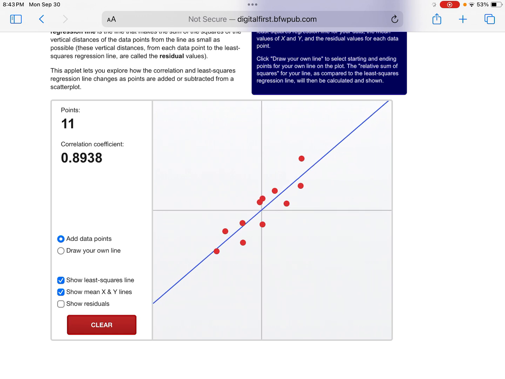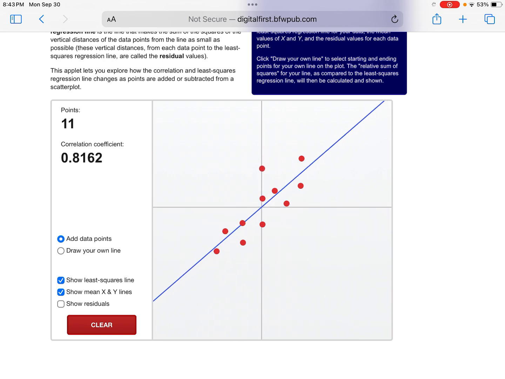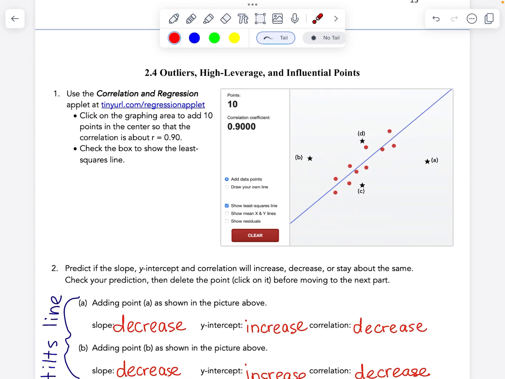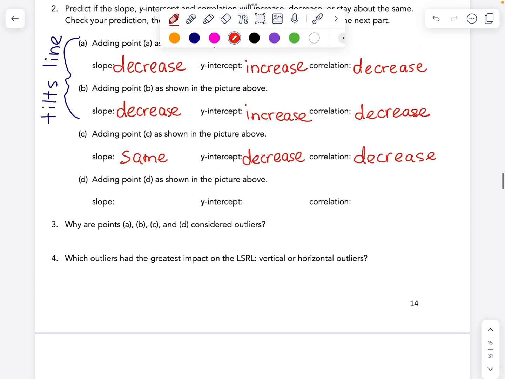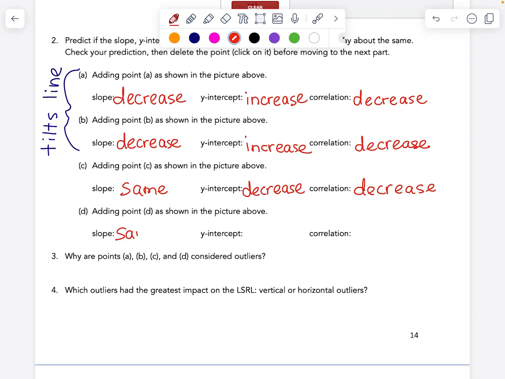Okay, again, similar kind of thing. We can see it's not tilting the line. It is shifting it up, and it is decreasing the correlation coefficient, but there's no tilting happening. So the slope is remaining relatively the same. It does shift the line up, so we will see an increase in the y-intercept, and that point is out of pattern, so we should expect a decrease in the correlation coefficient.